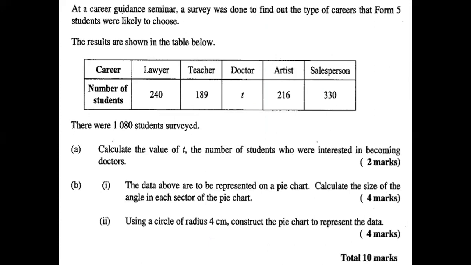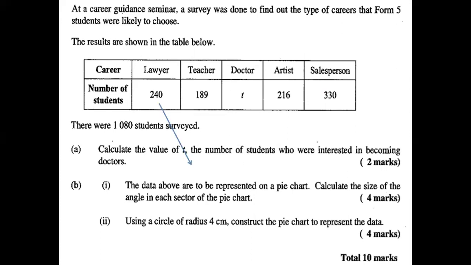And we're off to another representation, which is our final one, right? All right, so let's watch this one keenly. At a career guidance seminar, a survey was done to find out the type of careers that Form 5 students were likely to choose. The results are shown in the table below. And then we have the list of careers there, lawyer, teacher, doctor, and so on, with the number of students that prefer those.